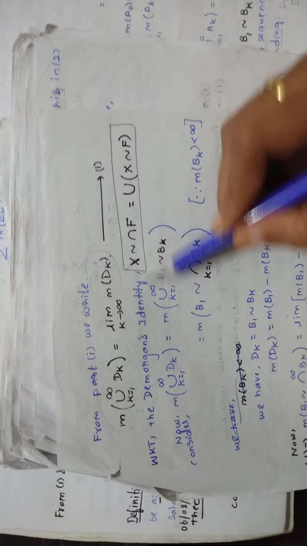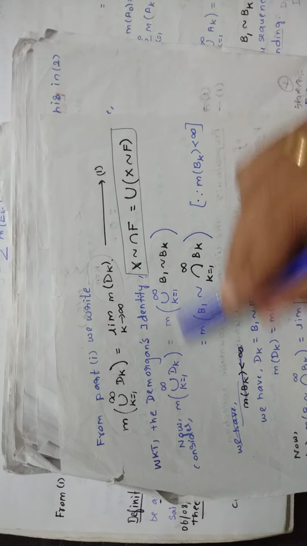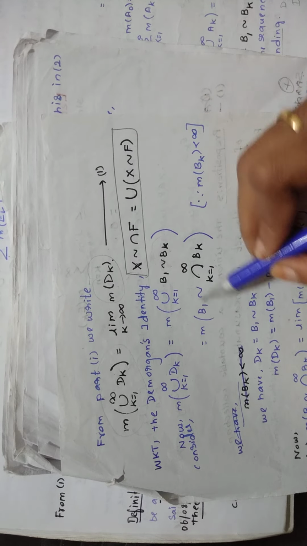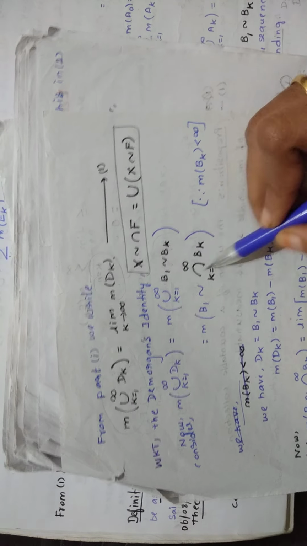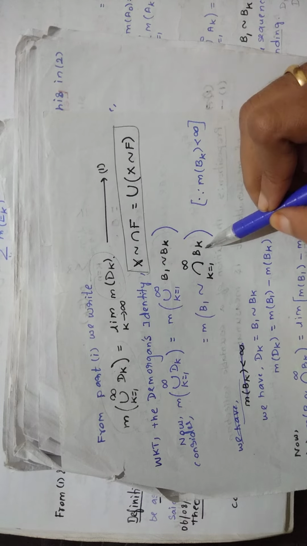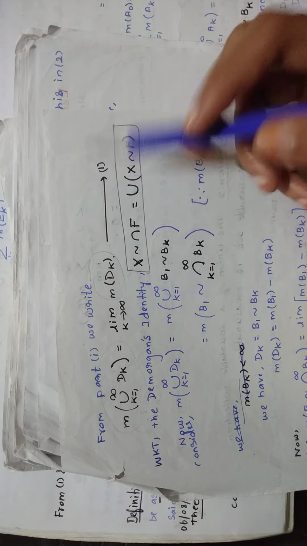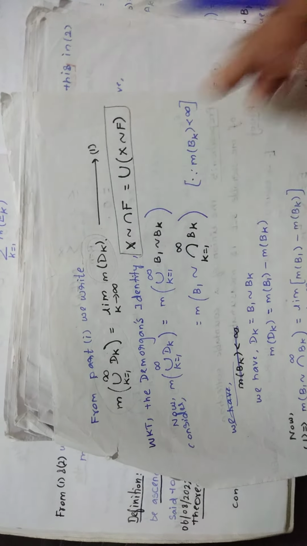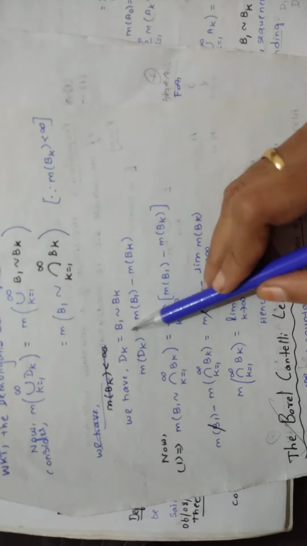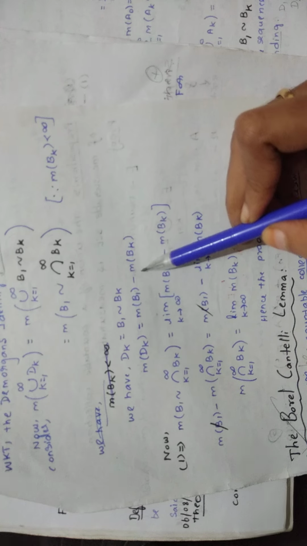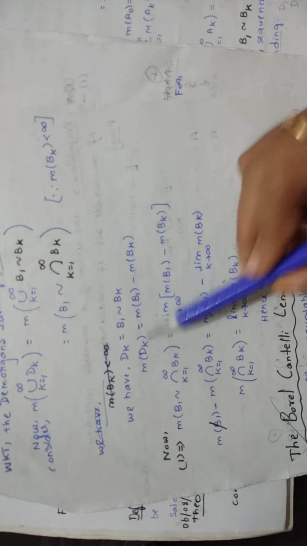Now the measure of this can be written like this by De Morgan's identity. Using De Morgan's identity, first put b1 difference, union becomes intersection, k equal to 1 to infinity, and then this. You are writing this by De Morgan's identity. Now we are going to find the value of m of dk. You have dk equal to b1 minus bk, so from this you take the measure, and you get this. Is that clear? So you found m of dk also.